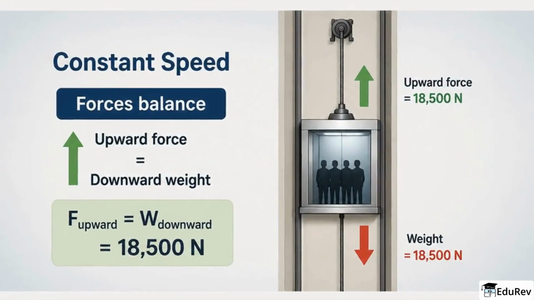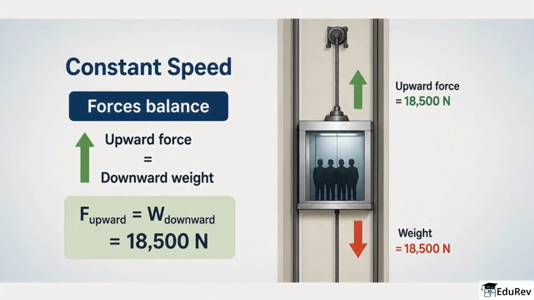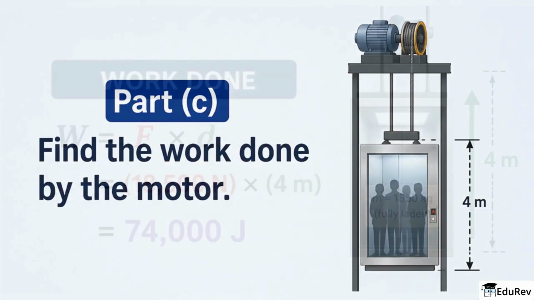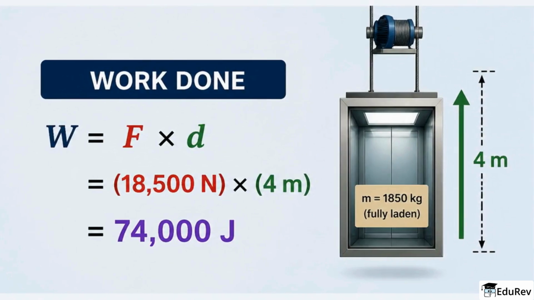Part B asks for the upward force in the cable when the lift moves at constant speed. When speed is constant, forces balance. So the upward force equals the downward weight, that is 18,500 newtons. Part C asks for the work done by the motor. Work done equals force times distance. So work equals 18,500 newtons times 4 meters, which equals 74,000 joules.